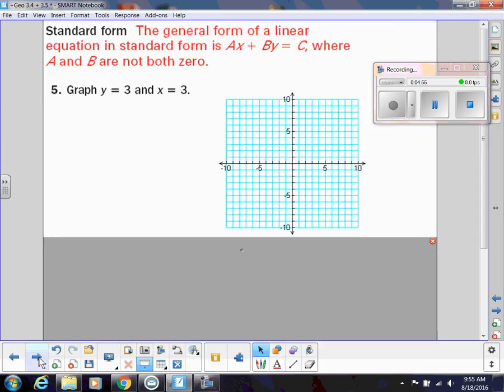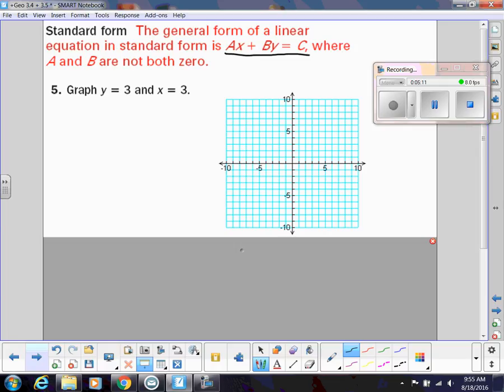Okay, so standard form, remember, looks like ax plus by equals c. So you see the x and the y are on the same side where you have a constant on the other. Okay, and a and b are not both 0. All right, so that's what standard form is.